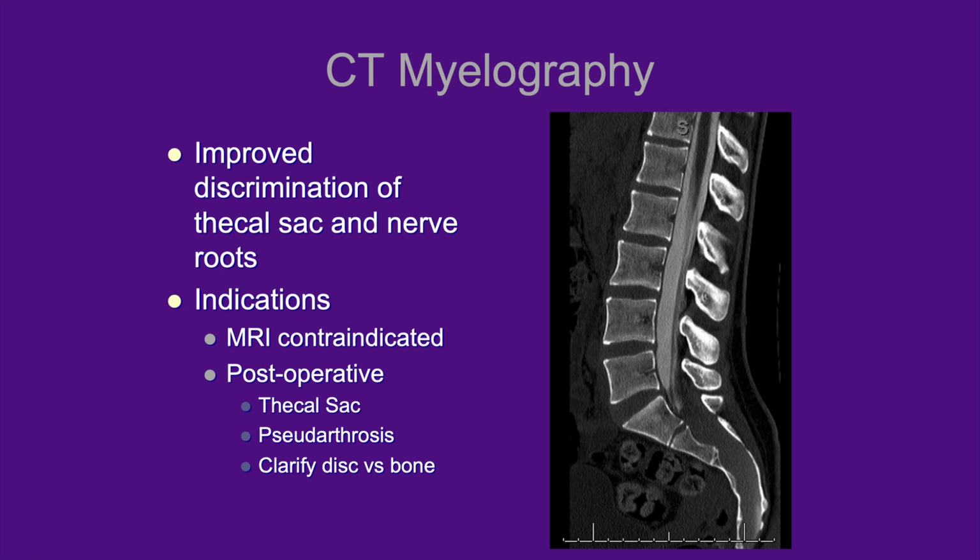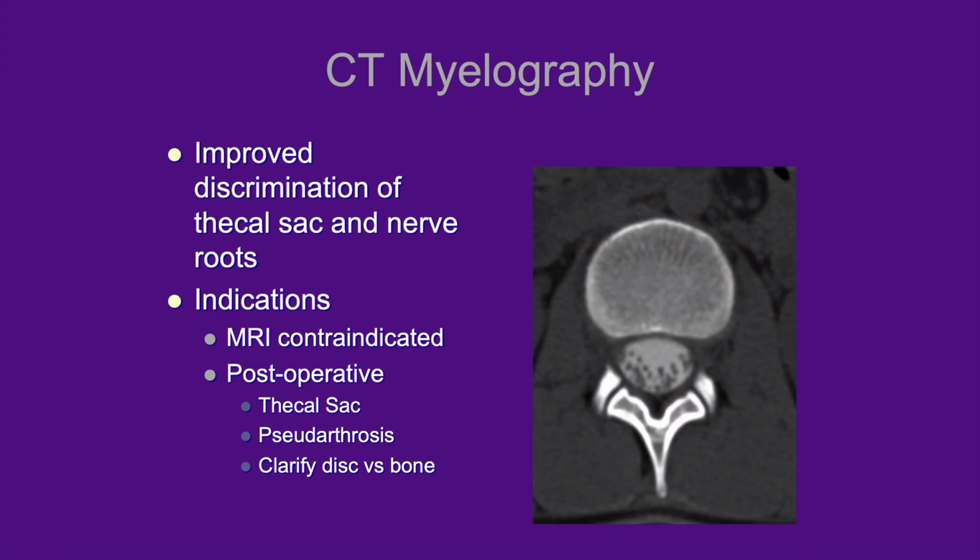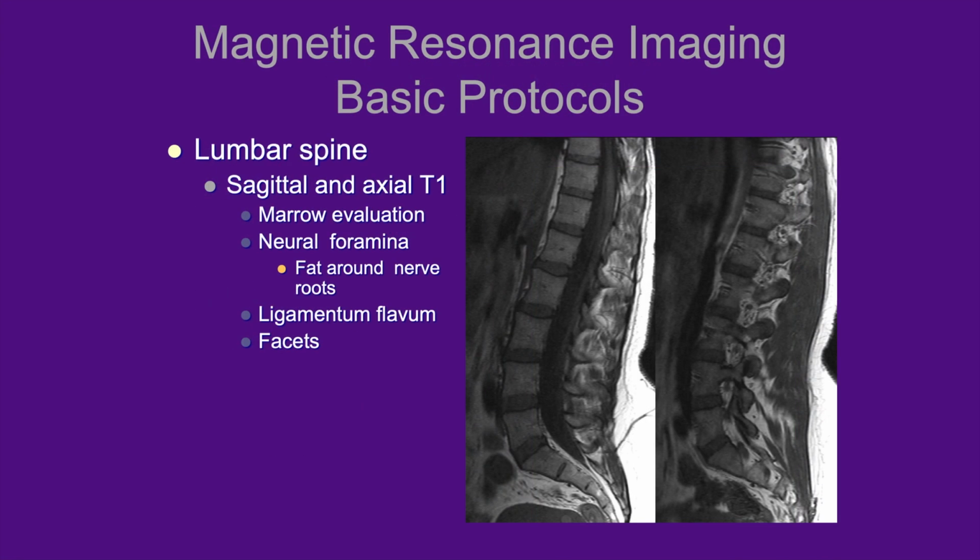We can better delineate the thecal sac and nerve roots by injecting iodinated contrast material during myelography, which we may do if MRI is contraindicated or in the post-operative setting. You can see on the axial images the nerve roots nicely outlined by the dye. MRI has quickly become the gold standard for spine imaging.